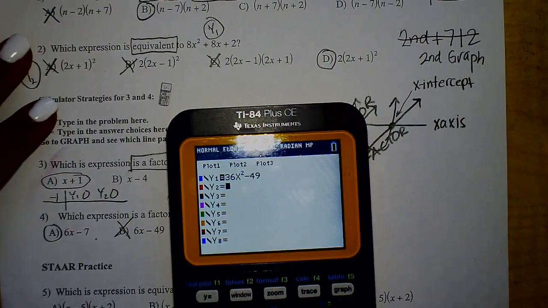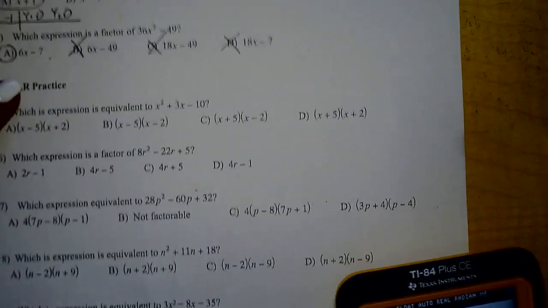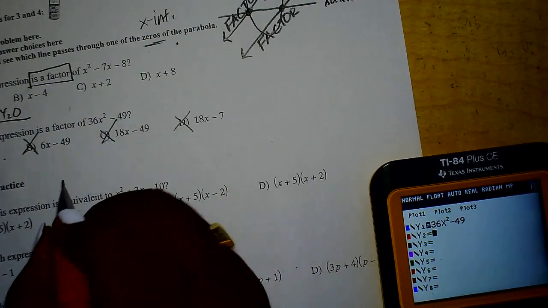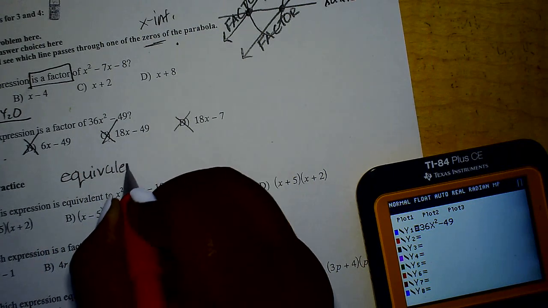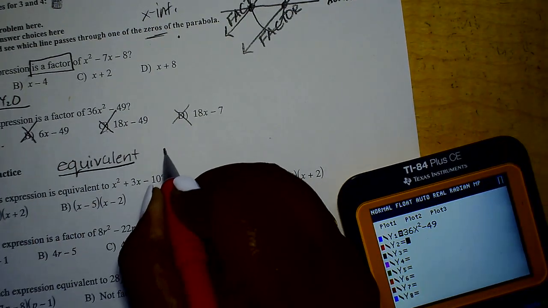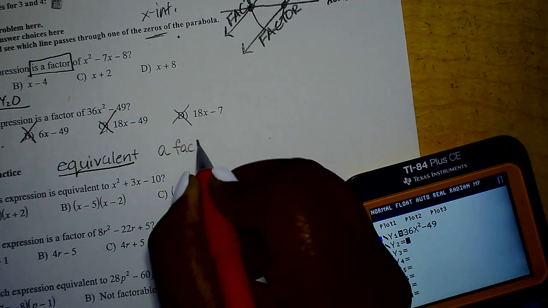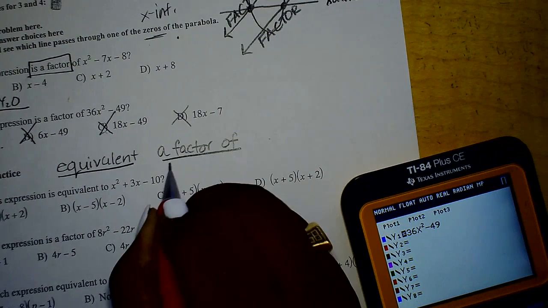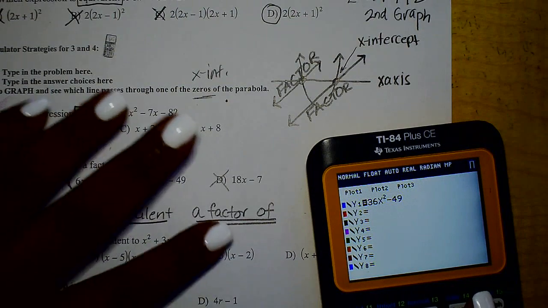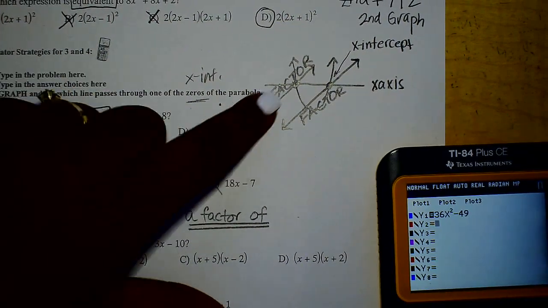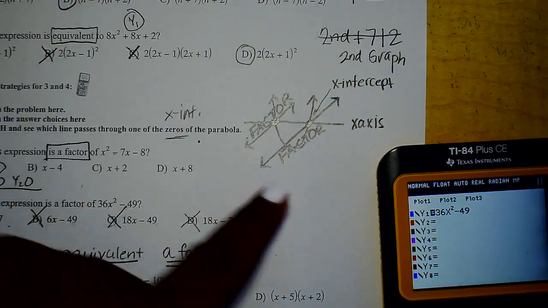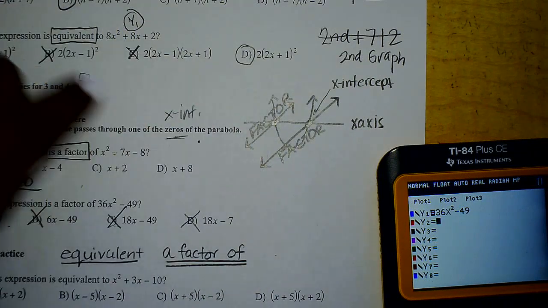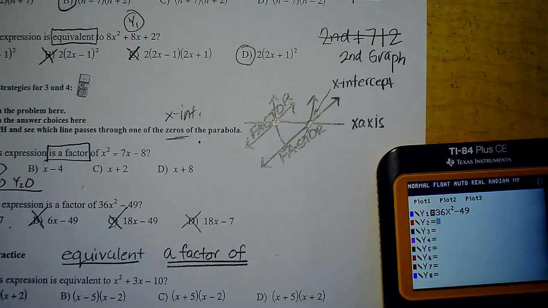All right, now what you're going to do is you're going to finish the rest of this star practice on your own. I want you to underline words as equivalent, underline that word, and factor, a factor of. All right, if you're doing equivalent, then you know you're going to be doing second graph. When you're doing a factor of, you're trying to see if it's going through the zeros, which are the x-intercepts, right? So make sure you understand this. The factor is linear. The quadratic is a u. And that's it. That's your star practice for today.